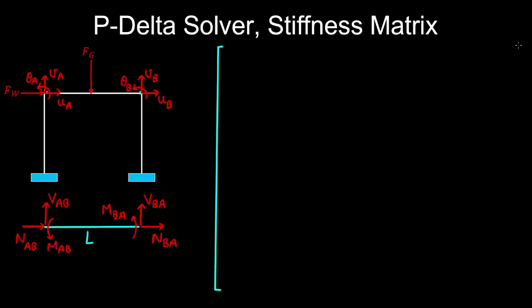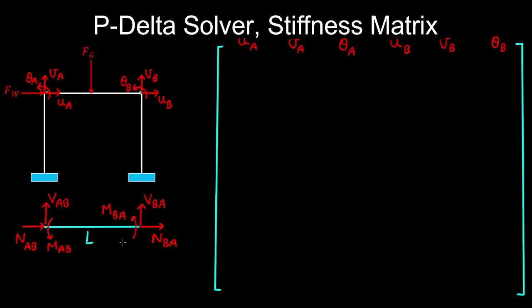So therefore, given the element has 6 degrees of freedom, the stiffness matrix for our element is going to be a 6 by 6. So the columns in the element stiffness matrix correspond to the displacements and rotations. So I have the axial displacement at A, a lateral displacement, and a rotation at A, and an axial displacement at B, a lateral displacement, and a rotation.